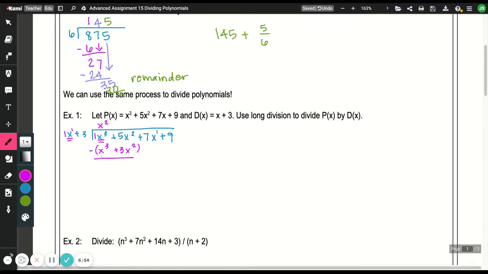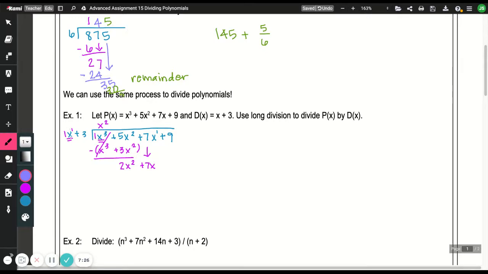X cubed minus x cubed, that's 0. Those are gone. And then 5x squared minus, we're subtracting, 3x squared is 2x squared. And then we bring down the next term. So I'm going to bring down that plus 7x. And you have now done one complete step. It is that same step that we're going to repeat over and over. It's that same process right there.